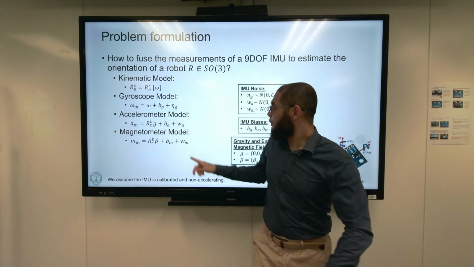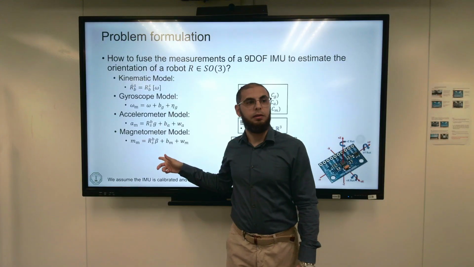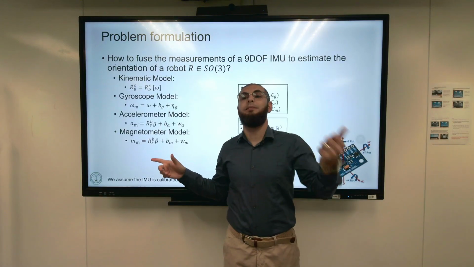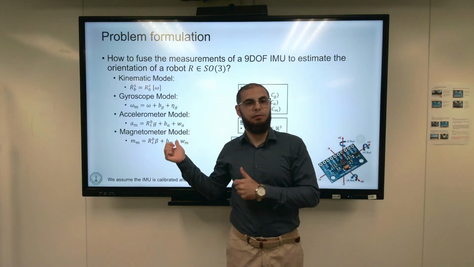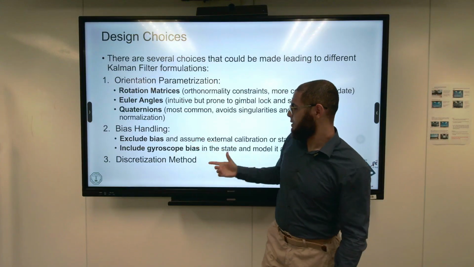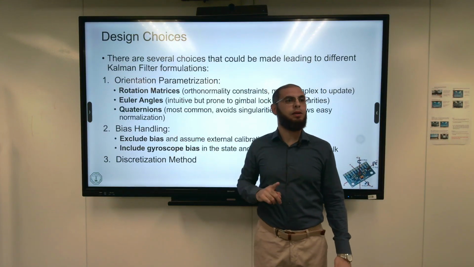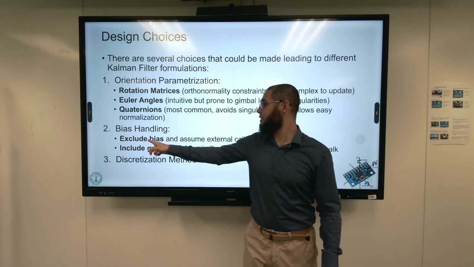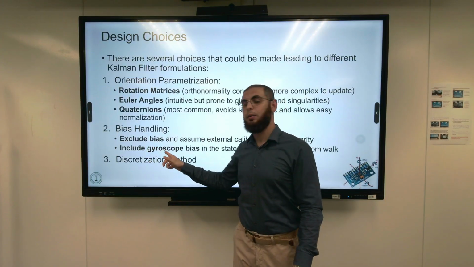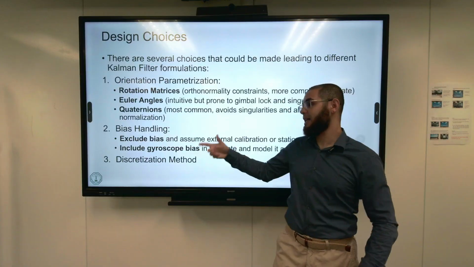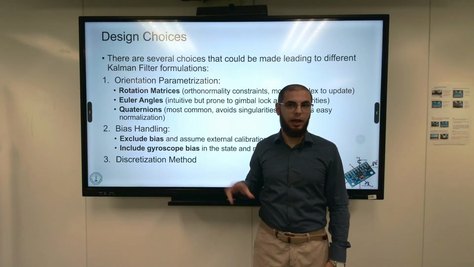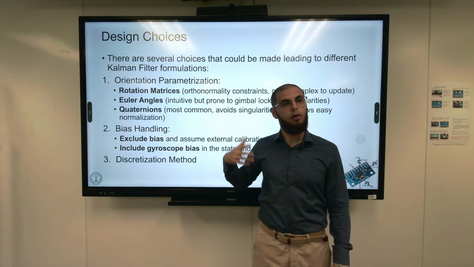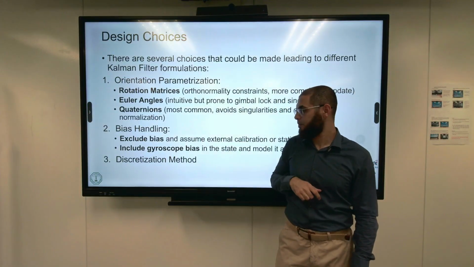So if we don't know the bias of the magnetometer, a solution is to estimate it with the Kalman filter. Okay? So that is how we can treat the bias. You can either exclude the bias or include the bias. And in that case, it becomes a little bit more involved. I'm going to show you both in the slides. One with the bias and one without the bias.